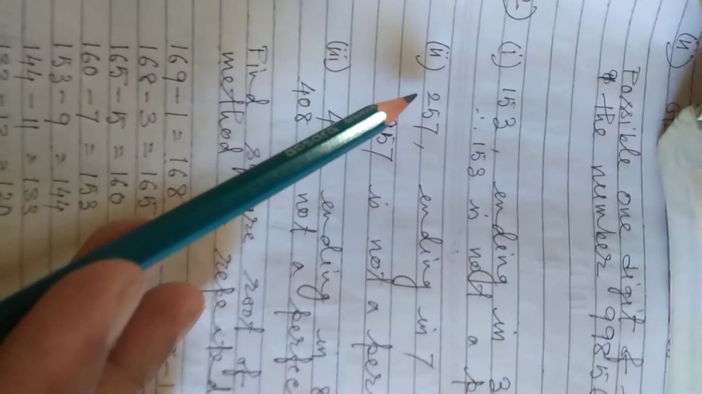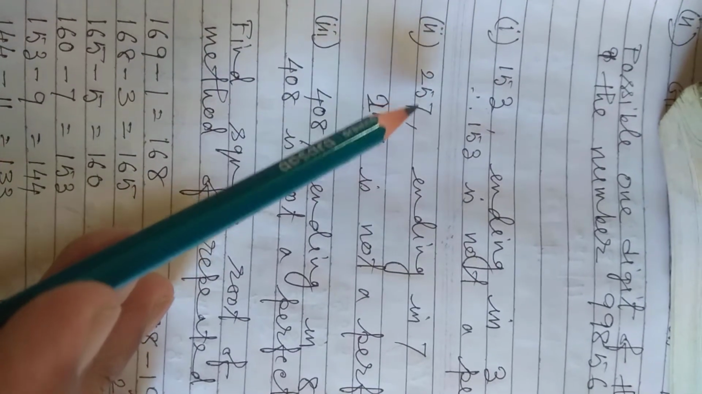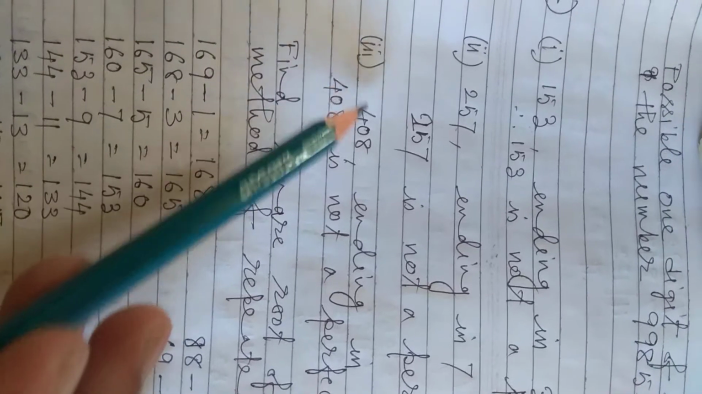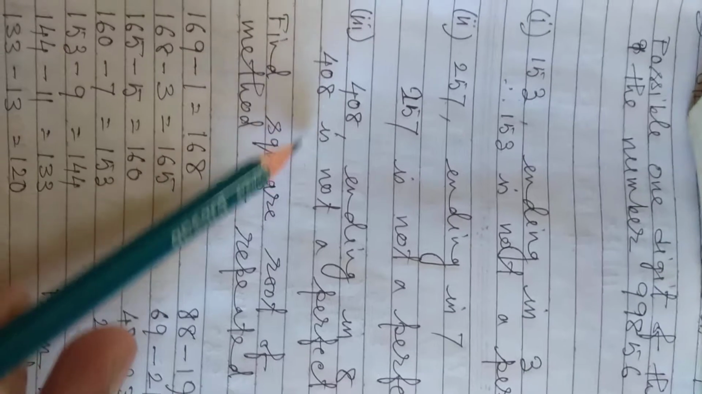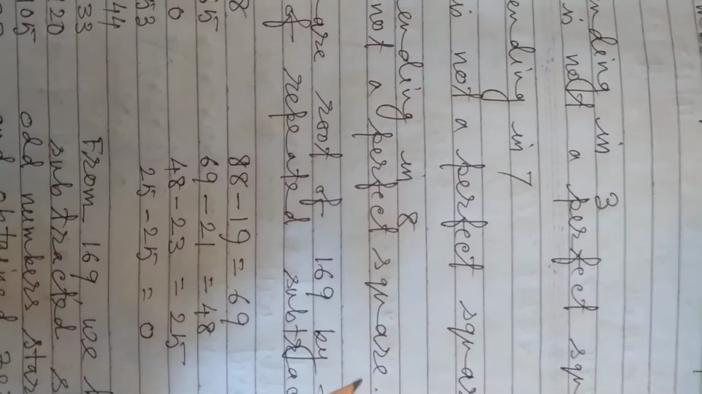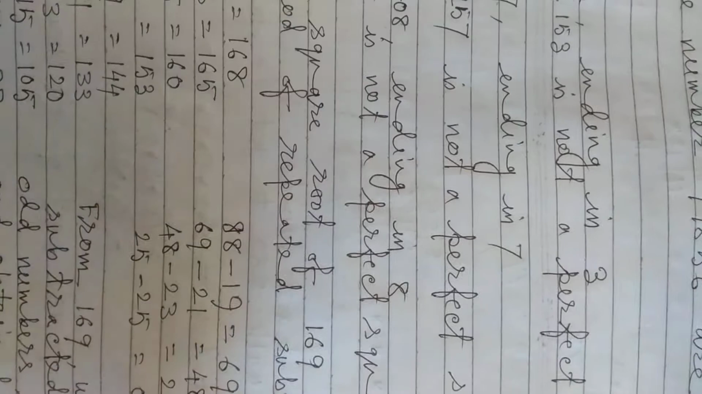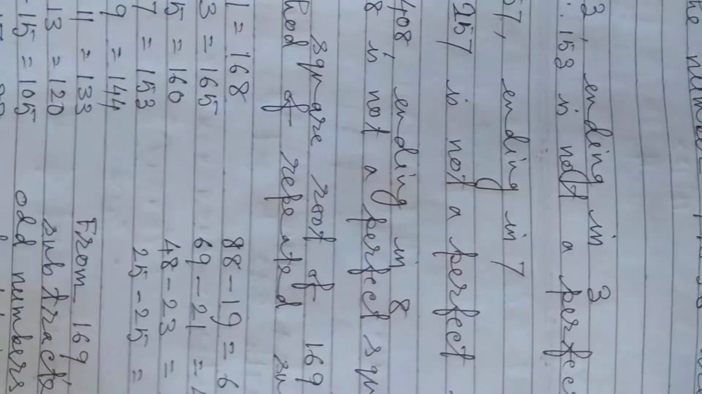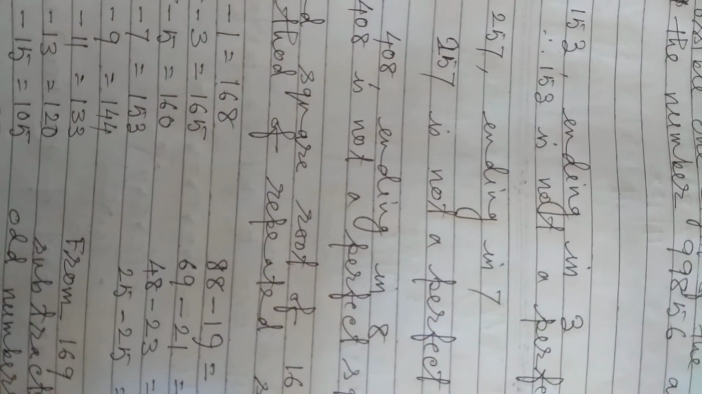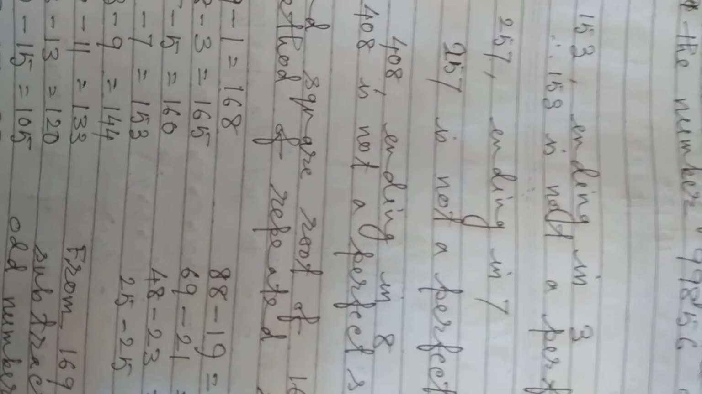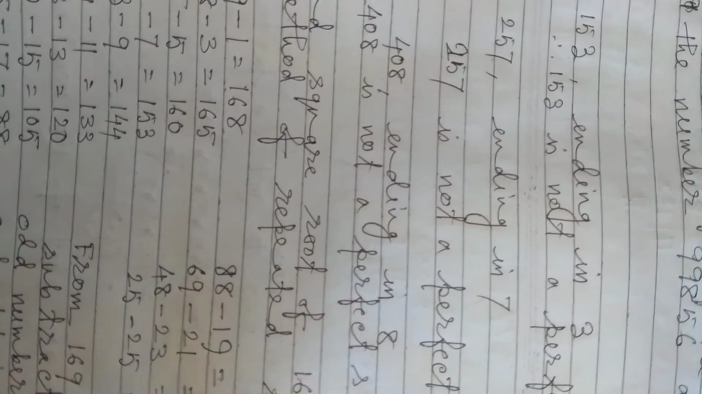Roman 2, 257. This number is ending with 7, so this is also not a perfect square. Next, Roman 3, 408. This number is ending with 8, so this is also not a perfect square. And Roman 4, the given number is 441. Here it may be a perfect square or may not be; it is not clear. But Roman 1, 2, 3, the given numbers are not perfect squares because all these three numbers are ending with 3, 7 and 8.